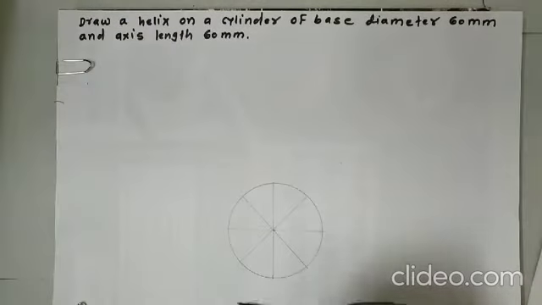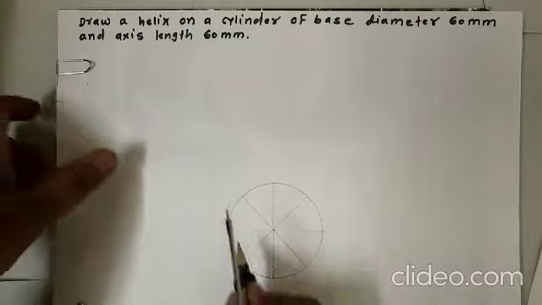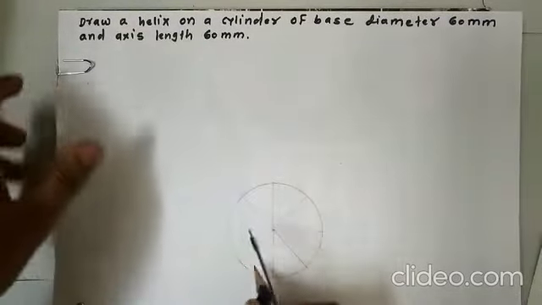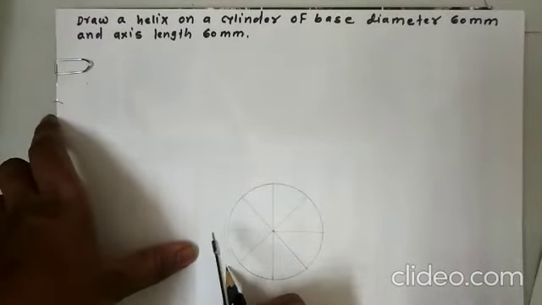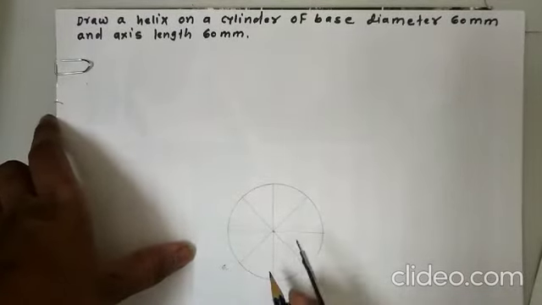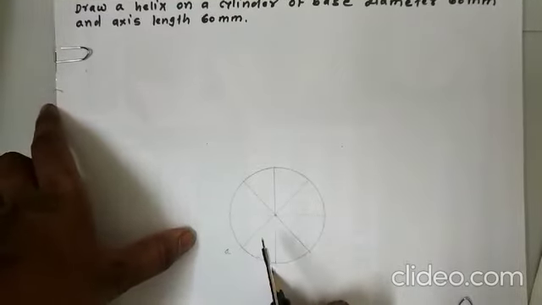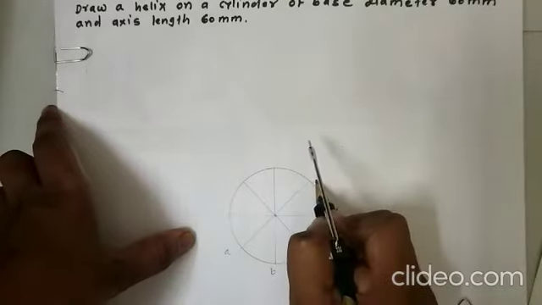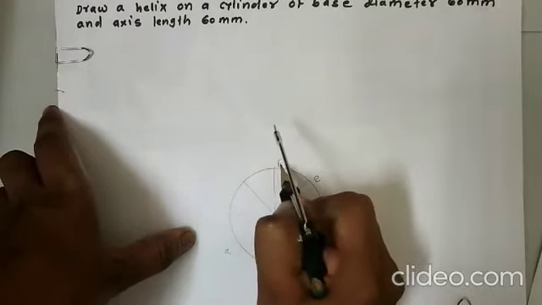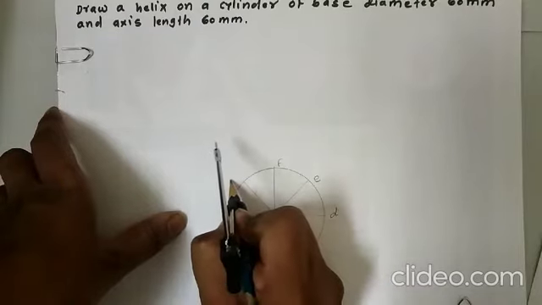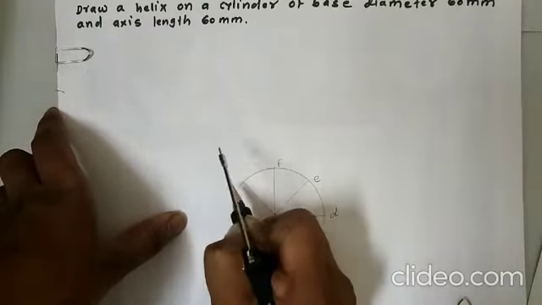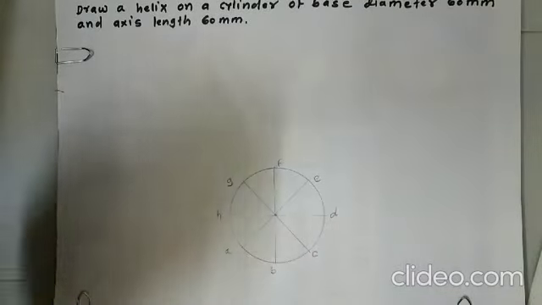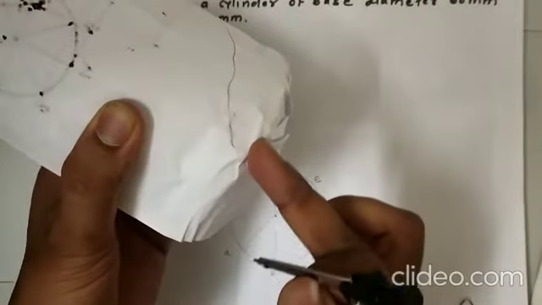For the base, consider A, B, C, D. We will start from this point. So this is A, this is B, C, D, E, F, G and H. Okay, so we have given naming to the base of the circle.